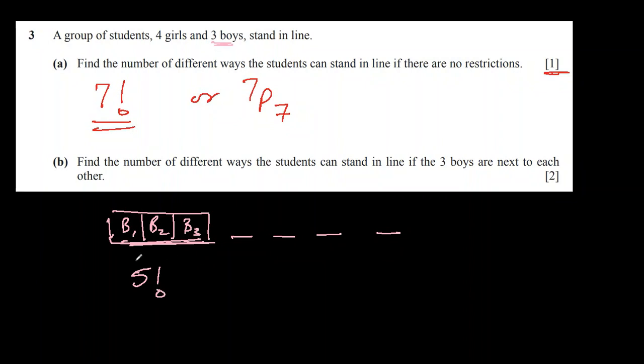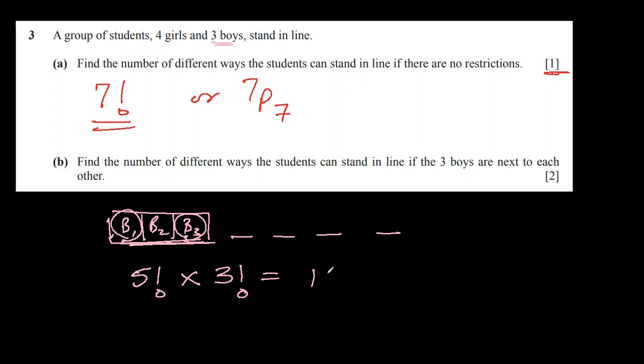Correct, 5 factorial, because 5 places and 5 things have to move with each other. So now we have to see if these boys can change their places in the box. If B3 comes in place of B1, that will become a different arrangement because this box is invisible, right? This is our creation. But if they change their places, that becomes a different arrangement. So these 3 boys can change their places in this box in 3 factorial ways. So it will be 5 factorial times 3 factorial.